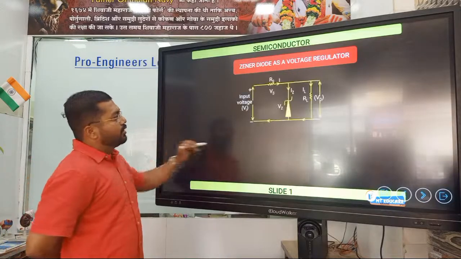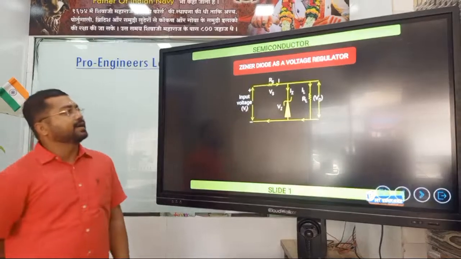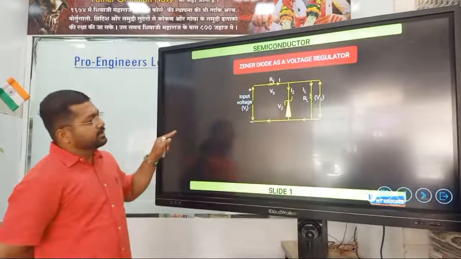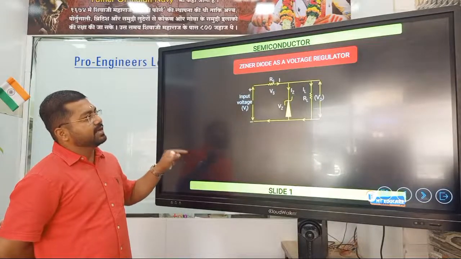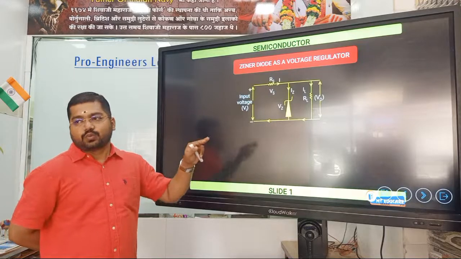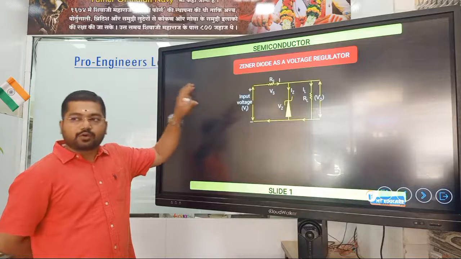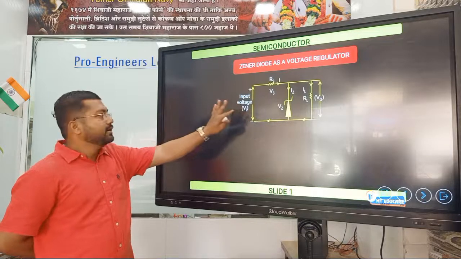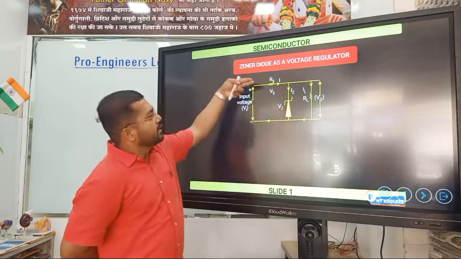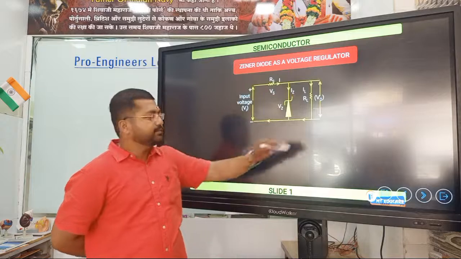So what will be the diagram? Yes, this is the diagram of Zener diode working as a voltage regulator. Children, in examination, they always ask, explain Zener diode acts as voltage regulator. For that, this diagram is most important. You have to draw this diagram only. It has input voltage, output voltage, resistance in series, Zener diode, and load resistance.